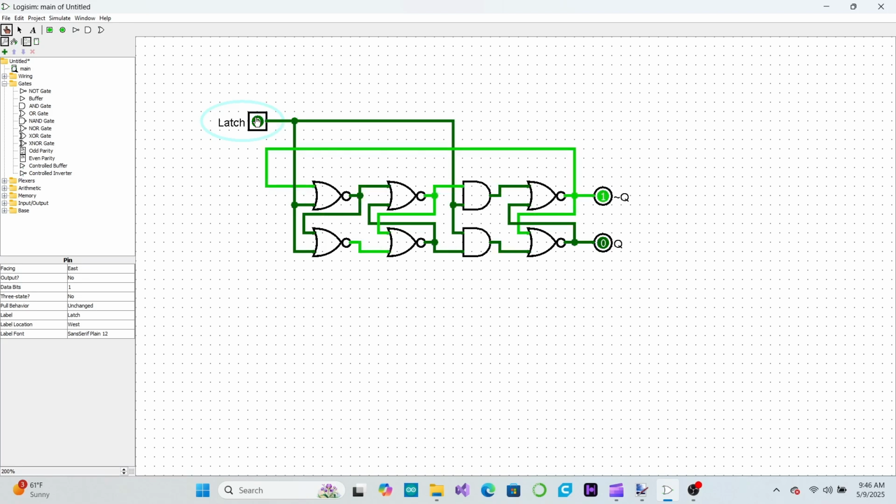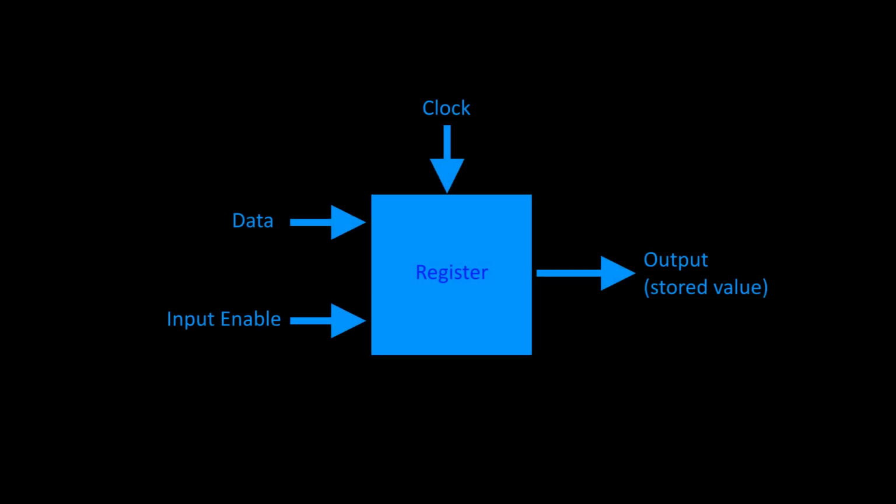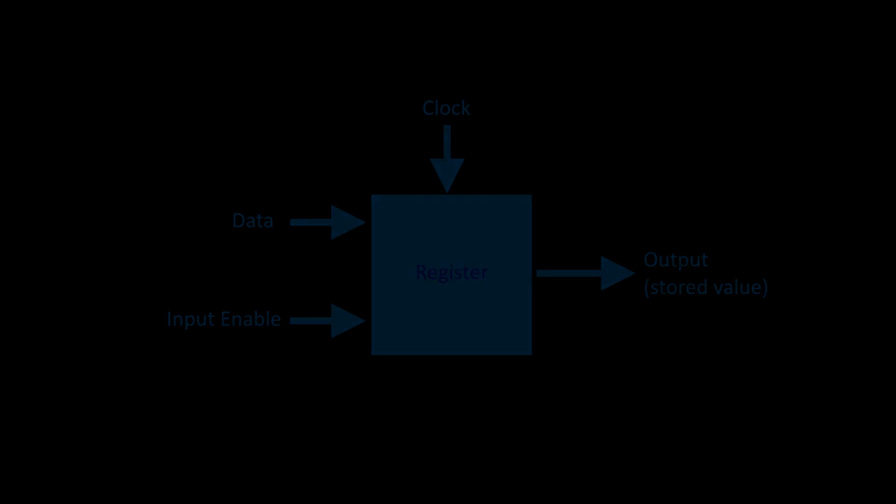Now that we have a way to store data inside a circuit, we can build a circuit called a register. This is a circuit that will be used inside our CPU as a temporary storage location. It has a data input, an input enable, and a clock input. The clock input comes from the CPU's clock, which is a square wave oscillator that will control the timing of all the operations our CPU will perform. The input enable signal will come from the CPU's control unit, which we will build at a later date.